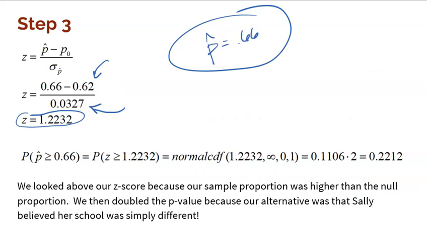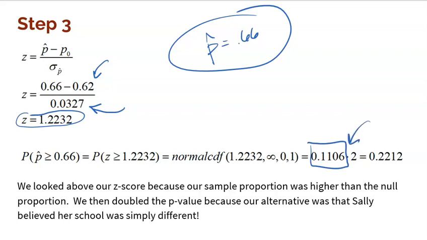Now, the p-value is the probability of her sample occurring, or more extreme. Now, since her sample is positive, it's higher than what we thought was true. 66 is bigger than 62. We're going to look even higher. So we're finding the probability that a sample is greater than Sally's sample of 0.66, which is equivalent to a z-score being greater than 1.2232. Going to use normal CDF to find that by looking at 1.2232 to infinity, and I get 0.1106. Now, I'm going to double that. I'm going to multiply that by 2.